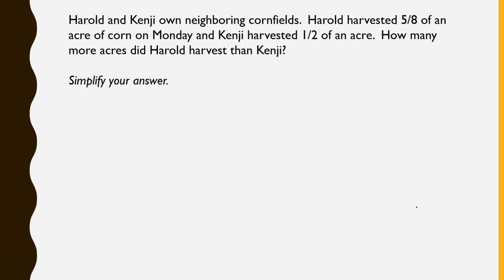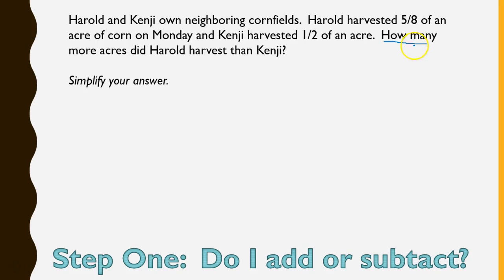All right, follow along with me with this one. It says, Harold and Kenji own neighboring cornfields. Harold harvested 5/8 of an acre of corn on Monday, and Kenji harvested 1/2 of an acre. How many more acres did Harold harvest than Kenji? Okay, so here's a big clue for me when we're trying to figure out if we're adding or subtracting. How many more? Whenever they say that, you know right away, I'm going to be subtracting these to find the difference.